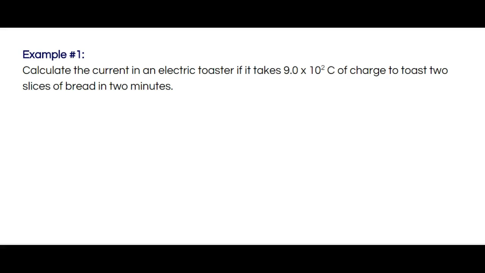Here's our first example. I'd like you to give this a try on your own to see how you make out with it. It's just an introductory question to get you utilizing some of these new units and a new formula. Calculate the current in an electric toaster if it takes 9.0 times 10 to the power of 2 coulombs of charge to toast 2 slices of bread in 2 minutes. Pause the video now, give the question a try, and then come back to verify your answer.